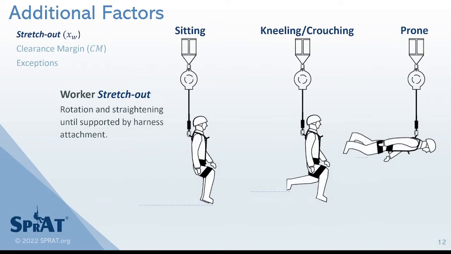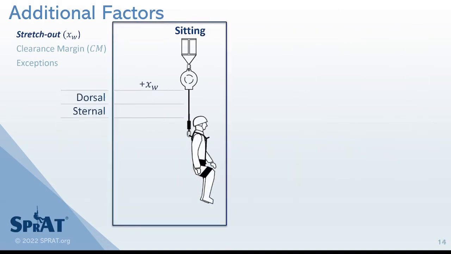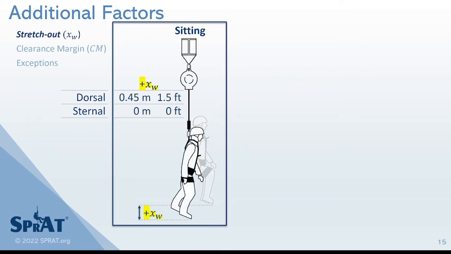Worker stretch out is a result of the rotation and straightening of the body until it's supported by the harness attachment. For a seated individual, assume a worker stretch out of 0.45 meters for dorsal attachments and 0 meters for sternal attachments.